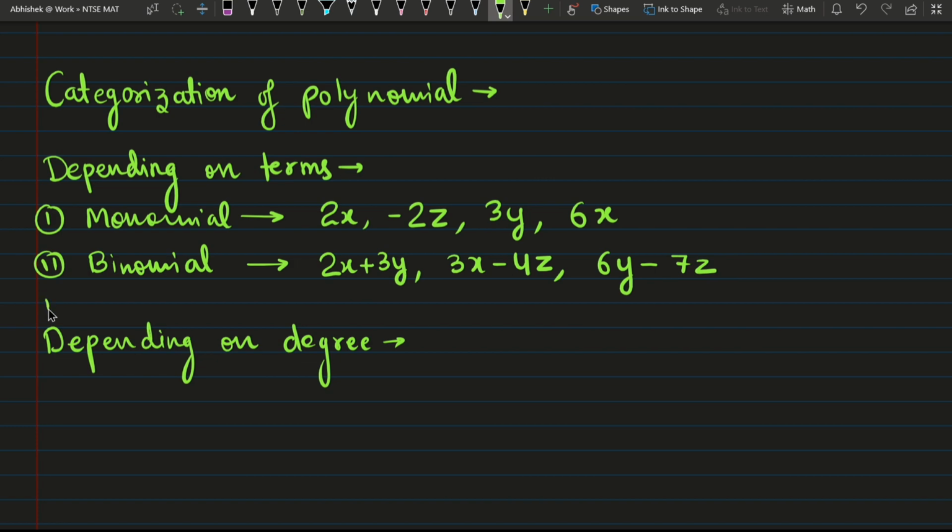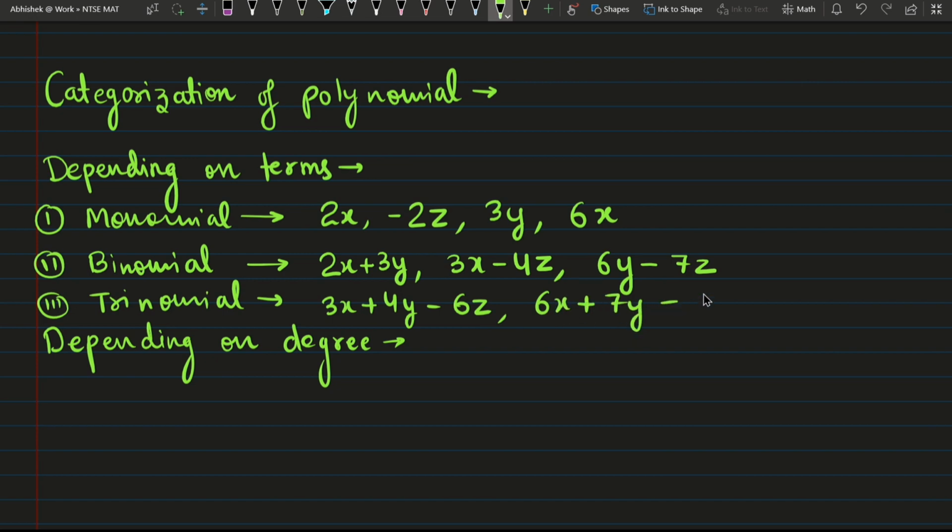Okay. Third one is trinomial. Again, whenever we have three terms, like 3x plus 4y minus 6z or 6x plus 7y minus 10z, so whenever we have three terms in a polynomial, we treat that kind of polynomial as a trinomial.